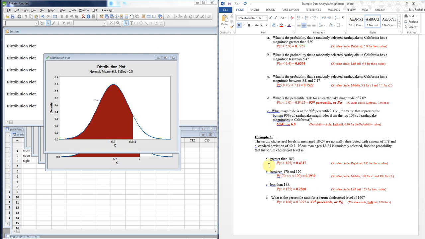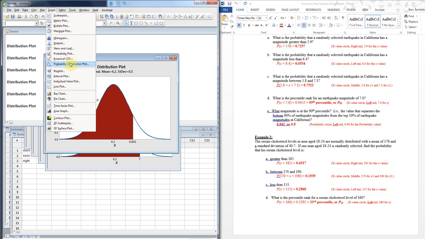So, let's suppose we're looking at serum cholesterol level in men aged 18 to 24, and it's normally distributed with a mean of 178 and a standard deviation of 40.7. If one man is randomly selected, find the probability that his serum cholesterol level is greater than 185. So now I'm on a different normal distribution. It's still a normal distribution, same shape, different mean, different standard deviation.